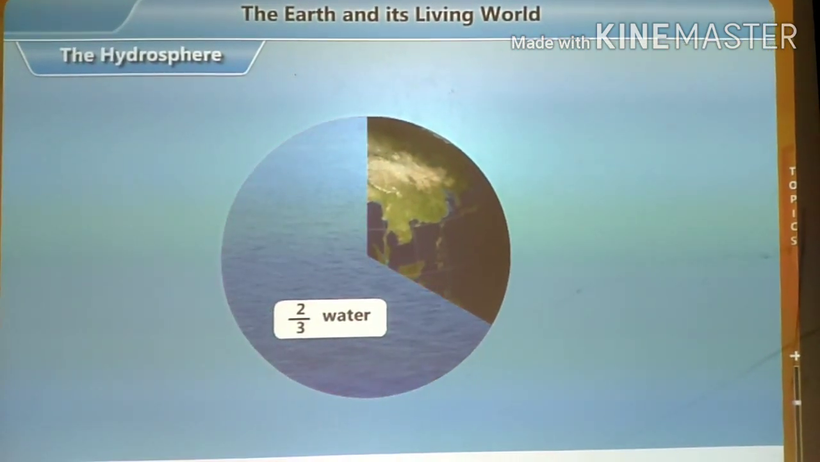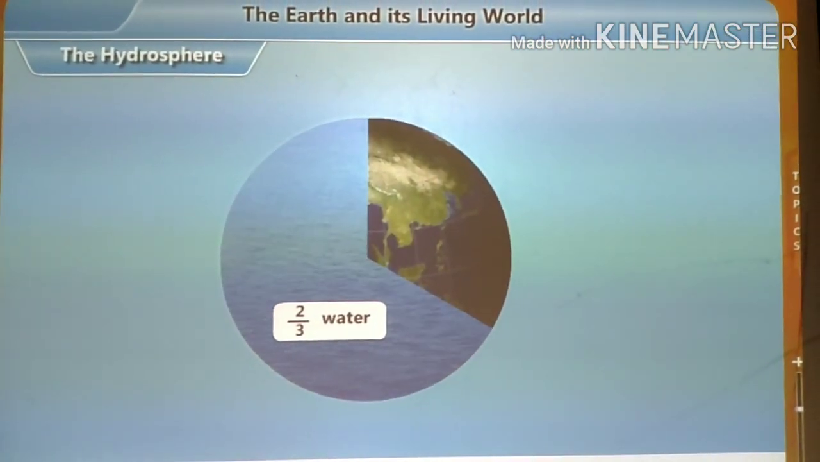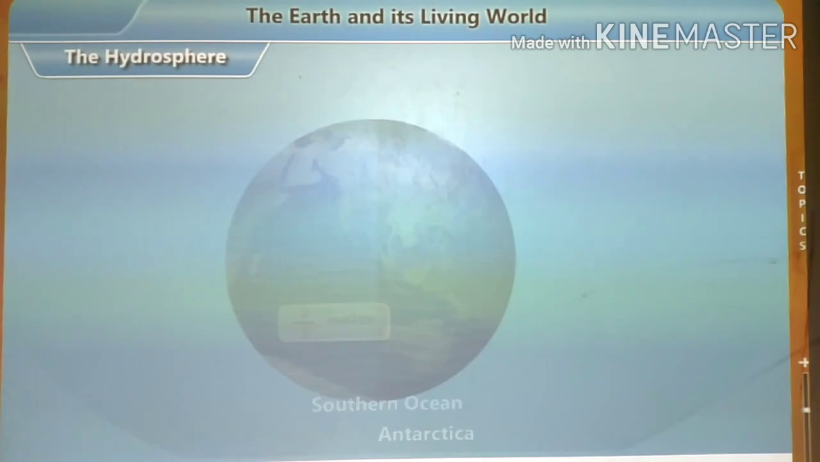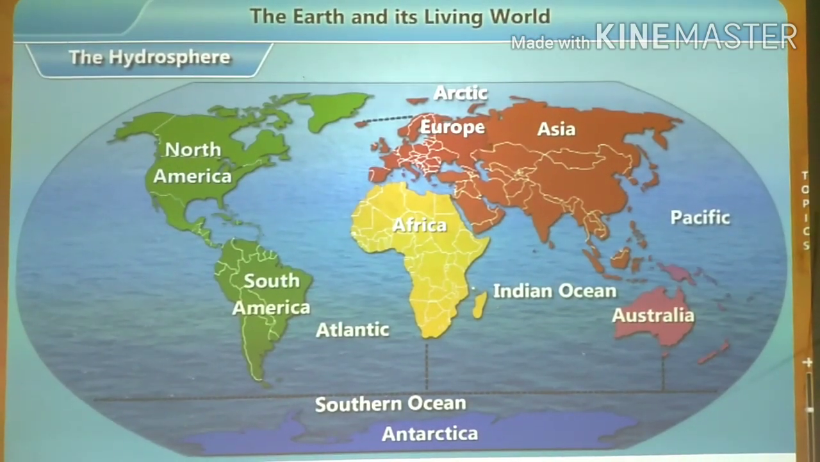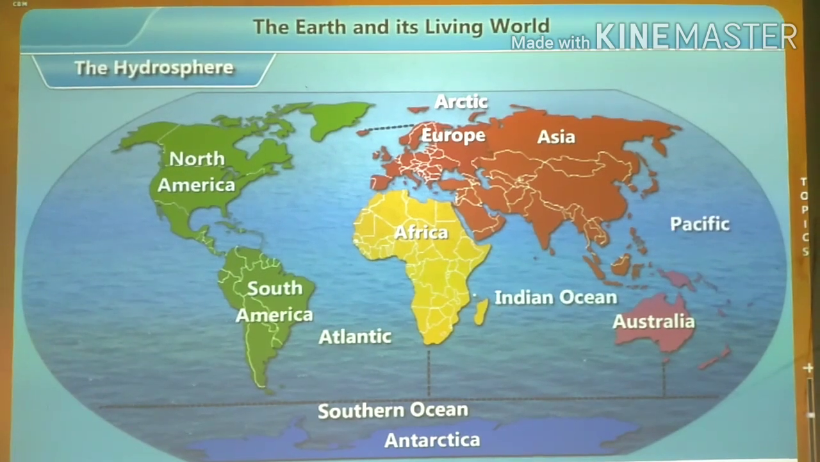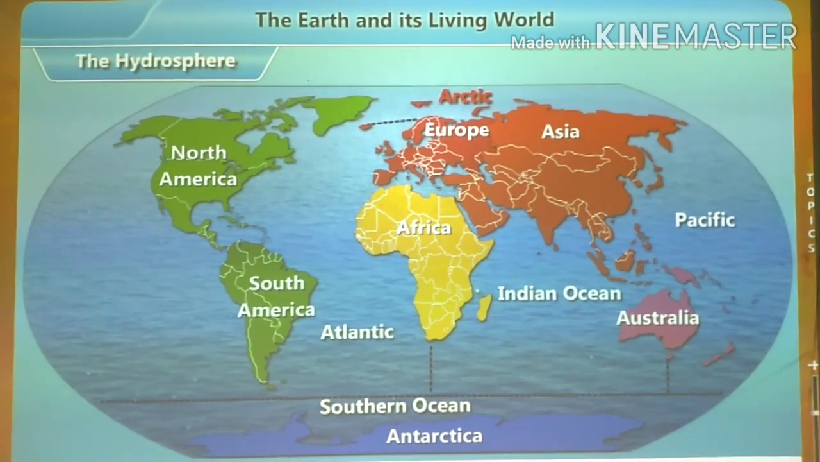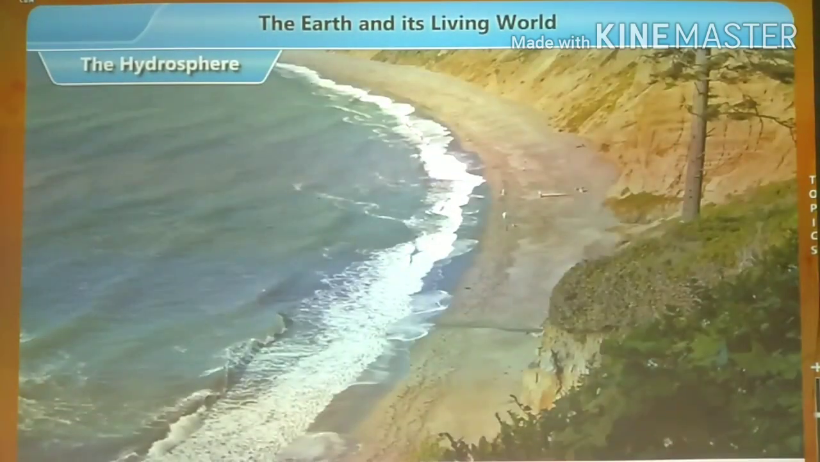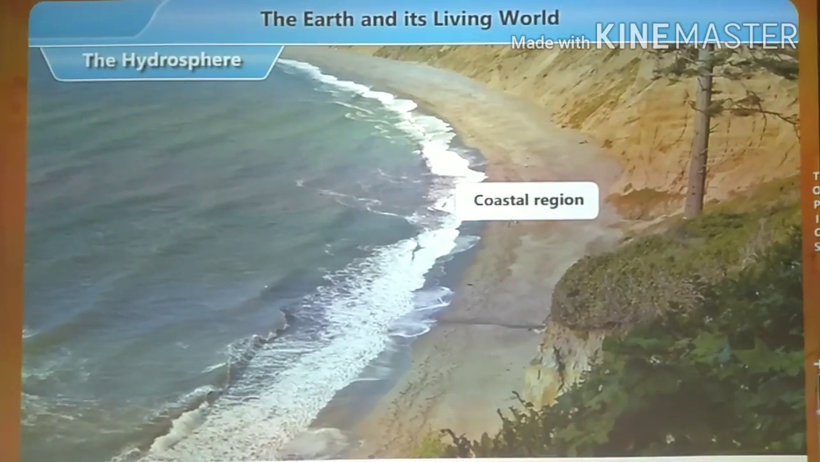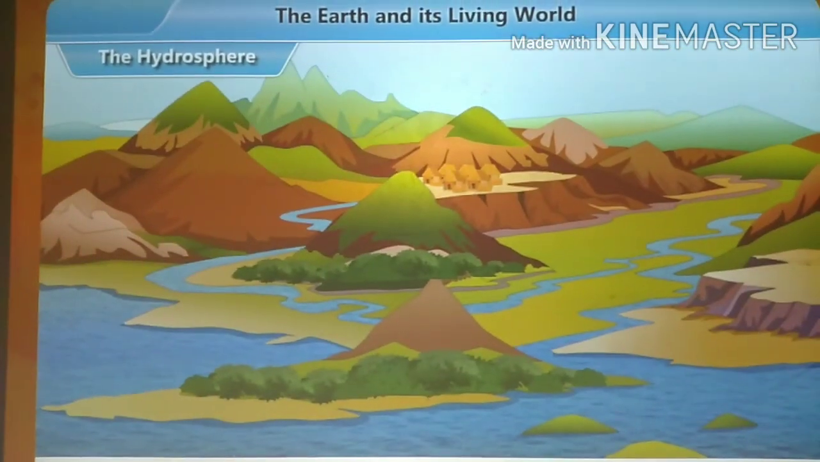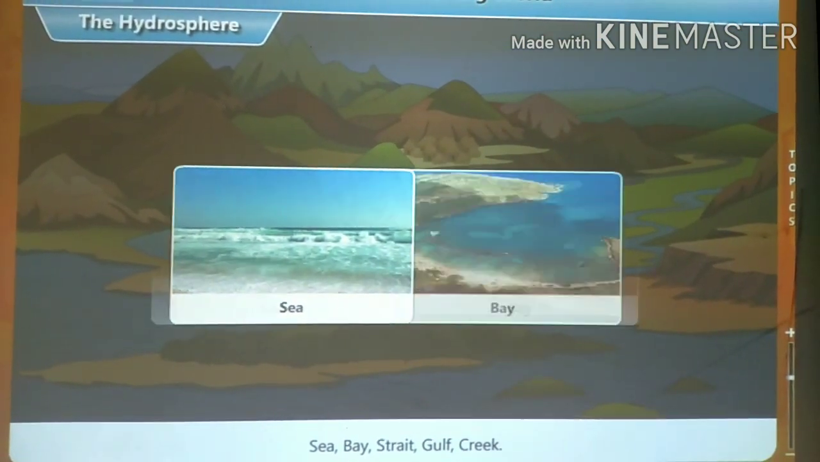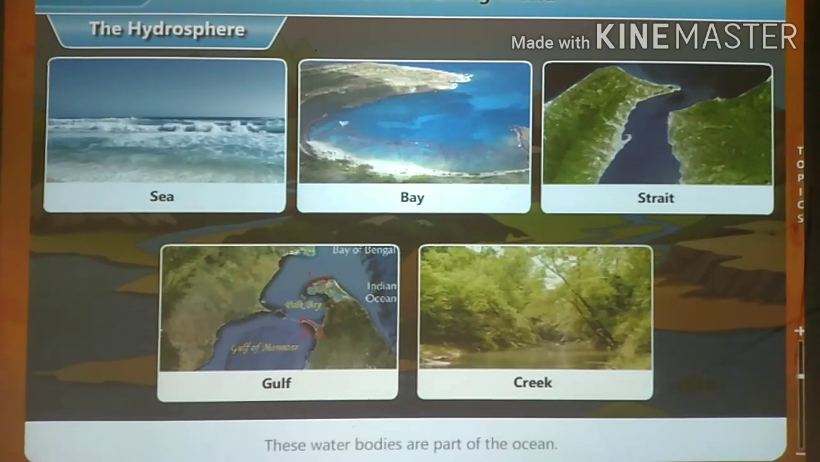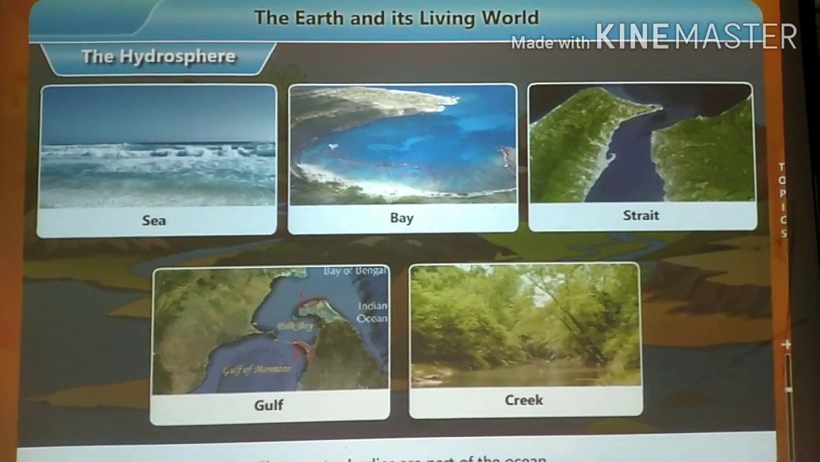Two-thirds of the Earth's surface is covered with water. Most of this water is in the oceans. Ocean water is salty. There are five oceans, namely the Atlantic, Pacific, Arctic, the Southern Ocean, and the Indian Ocean. The land along the margins of an ocean is called the coastal region. Water bodies of the ocean are the sea, bay, strait, gulf, and creek. These water bodies are part of the ocean.